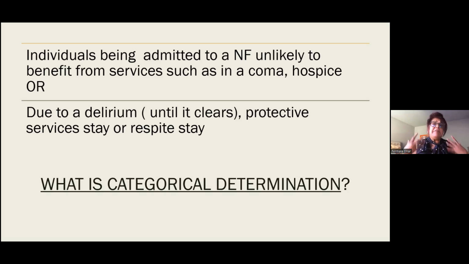Or they are in a severe delirium. Those people are not going to engage with you in an evaluation, right? And they may not benefit from it. So for delirium, yes, once the delirium clears and they're stable, then yes, the nursing home can call you to do an evaluation. So on that form, that level 1 form, they can select indicators of serious mental illness, and they can select categorical determination.